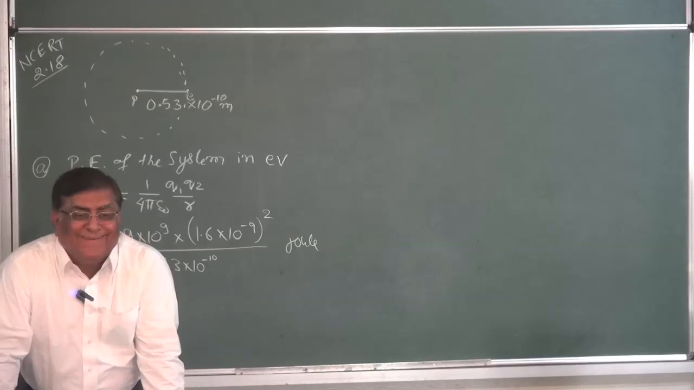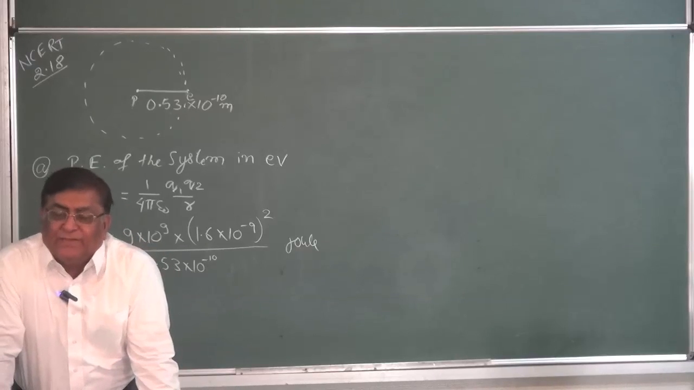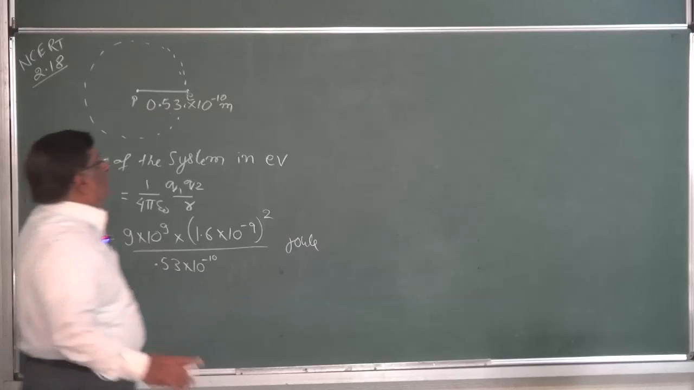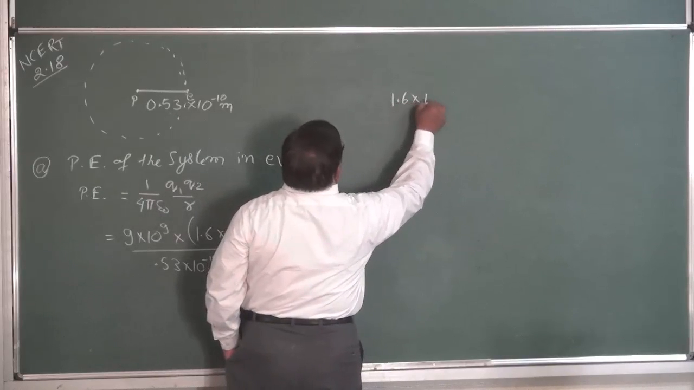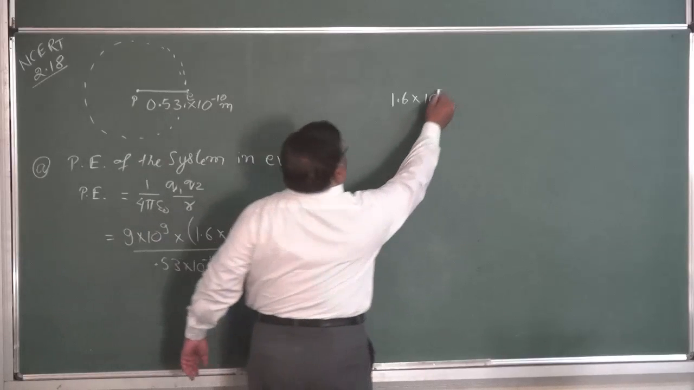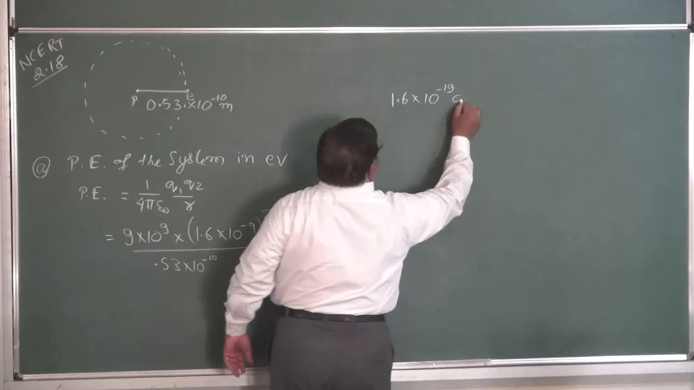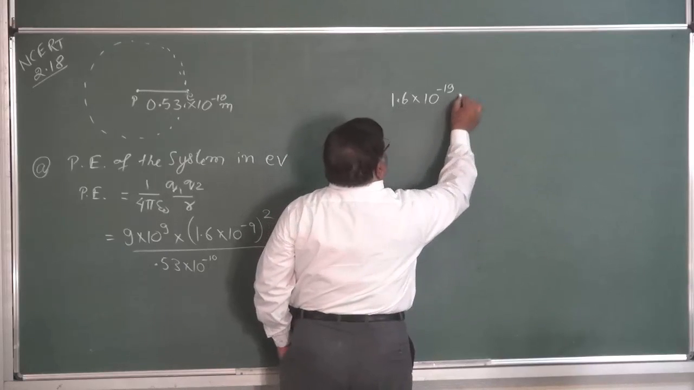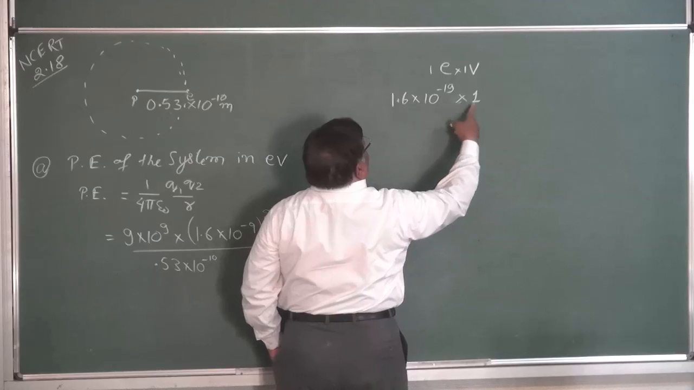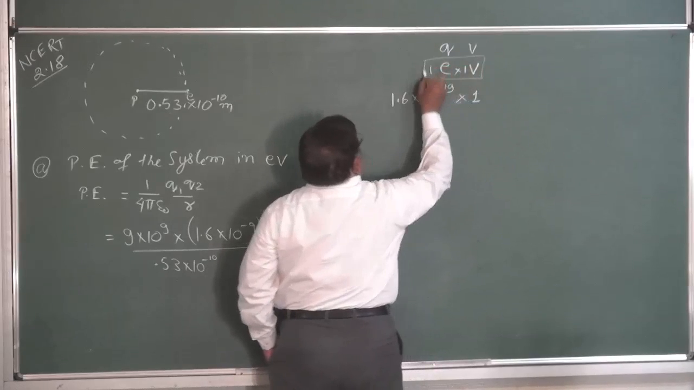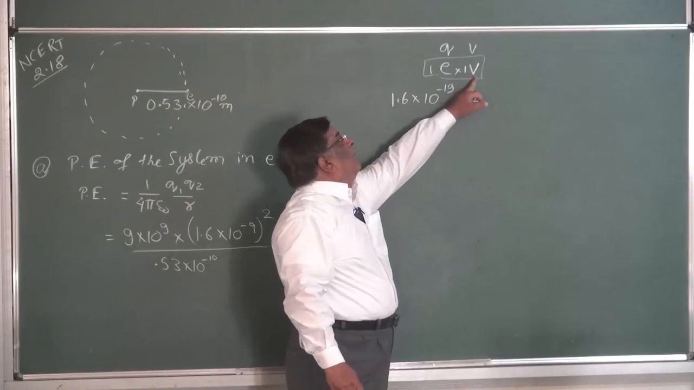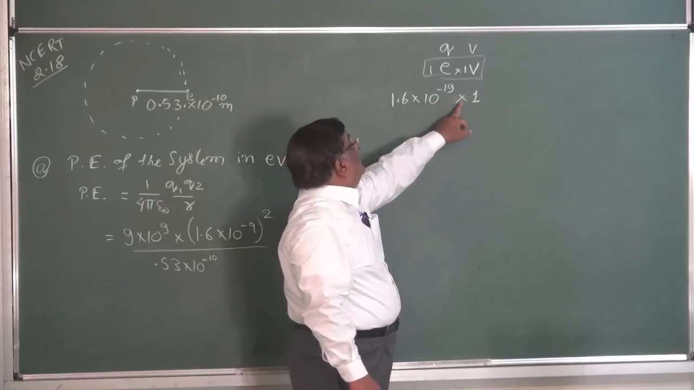We have to divide it with 1.6 into 10 to the power minus 19. Remember, 1.6 into 10 to the power minus 19 coulomb makes 1 electron. So this is electron volt, 1 E into 1 V, QV. This is 1 electron volt energy. In SI system, 1 E is 1.6 into 10 to the power minus 19 coulomb, and volt is in SI system, so this is 1 EV energy.